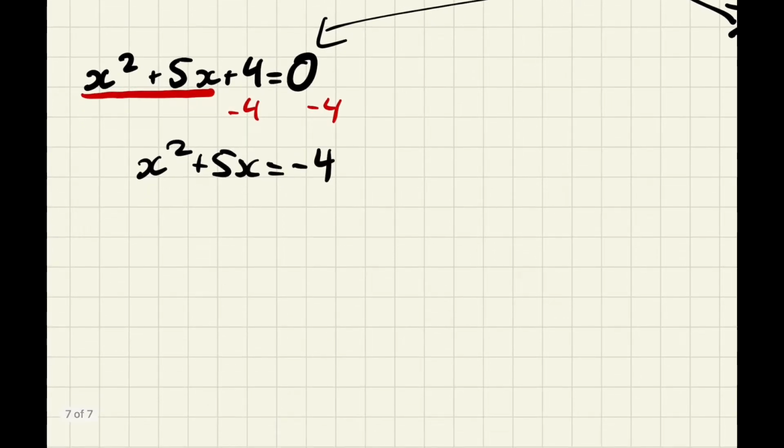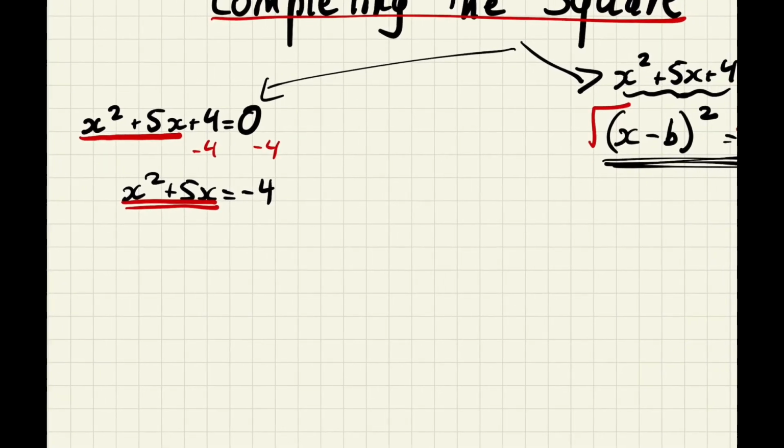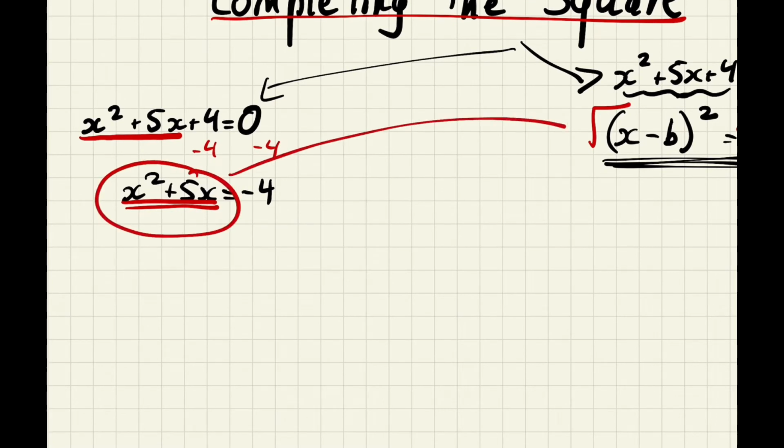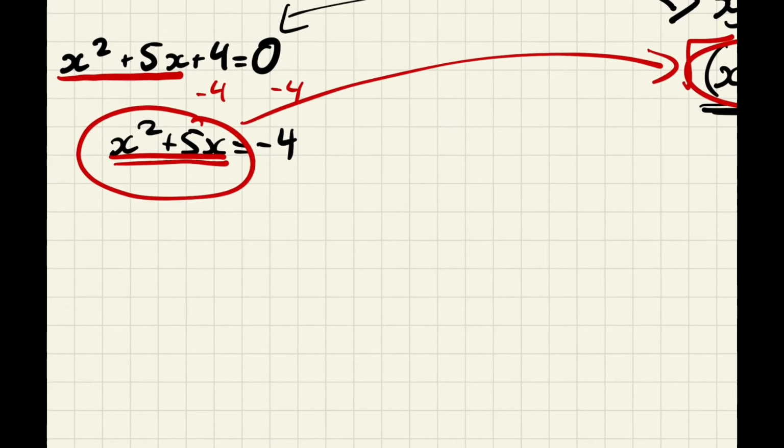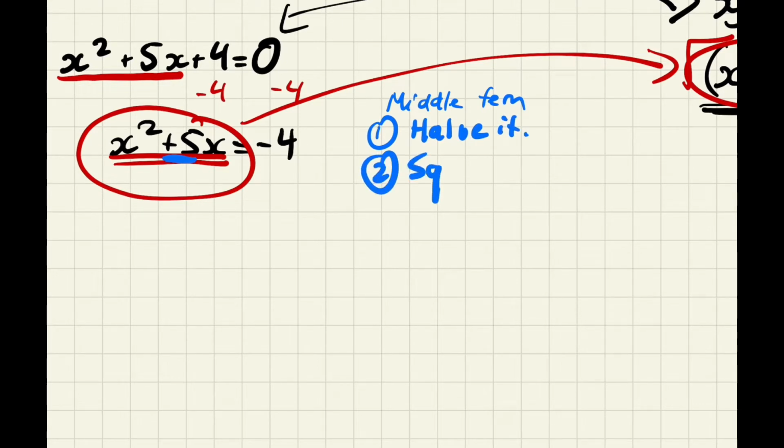Then from here, what we do is we have a look at this part here. And from here, what we'll proceed to do is try and see if we can get this looking something like this. And to do that, there's a couple of things we need to do. We need to look at this middle term. So our middle term is 5. What we're going to do is take the middle term, then we're going to halve the middle term, and then we're going to square it.